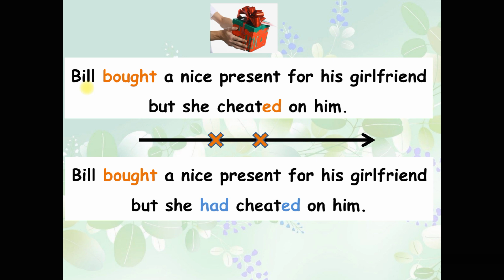In the second situation, it's different. Let's read. Bill bought a nice present for his girlfriend, but she had cheated on him. What we want to say here is that sometime in the past, Bill bought a present for his girlfriend, but before he did so, she had cheated on him. He obviously didn't know about that and bought her a present. These two examples show you how the choice of the tense can change the meaning of what you're saying.